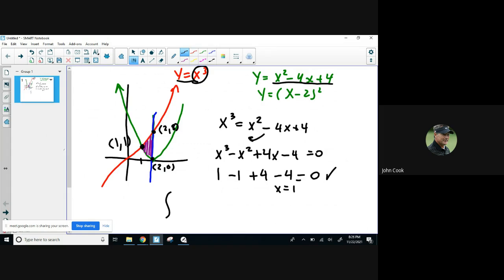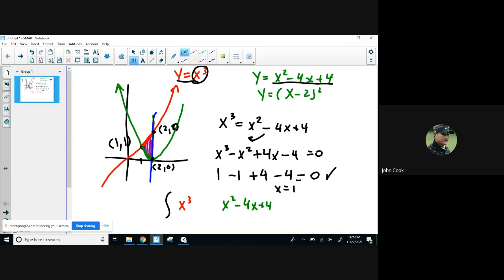So I guess it's going to be the top function. So that's x to the third. It's the one on top of this whole thing. It's above the most y, the greatest y values. And then the lower y values are going to be from this function here, and that's going to be x squared minus 4x plus 4.